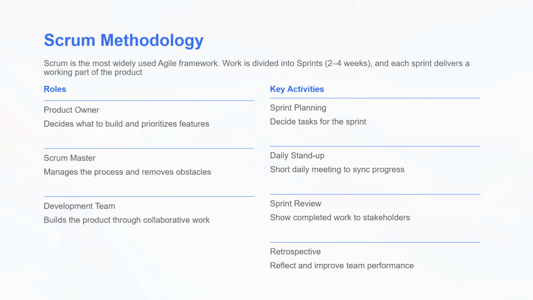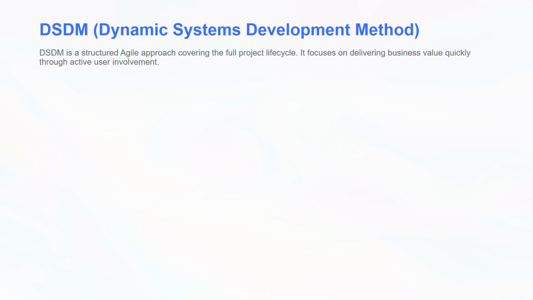So, overall, Scrum is simple, flexible, and helps teams stay organized while delivering software continuously. Now, let's look at DSDM, which stands for Dynamic Systems Development Method. DSDM is a more structured agile approach that covers the entire project lifecycle from planning to delivery. Its main goal is to deliver useful software that provides real business value as quickly as possible.